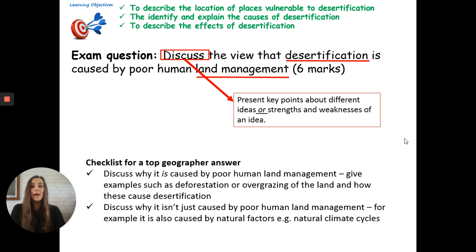Before the lockdown, we were looking at climate change and how some of that is caused naturally due to solar output or the Milankovitch cycle. So have a think about what else could cause desertification. If you want to pause it now and have a go.